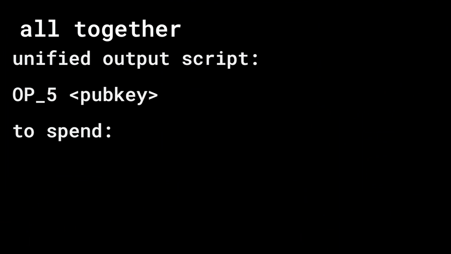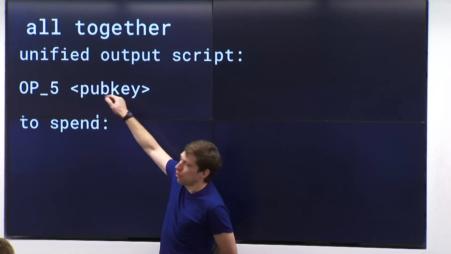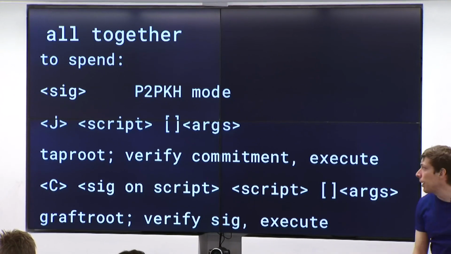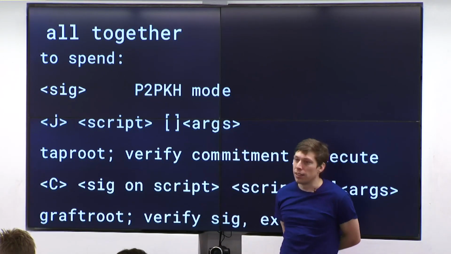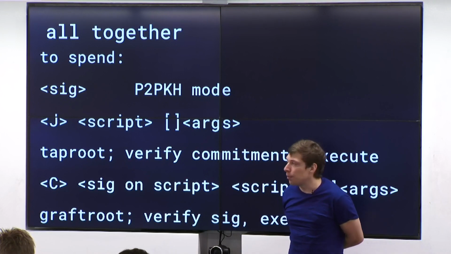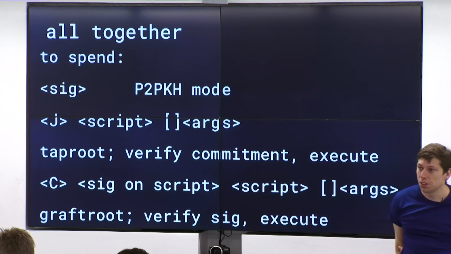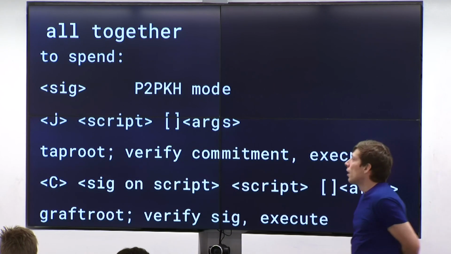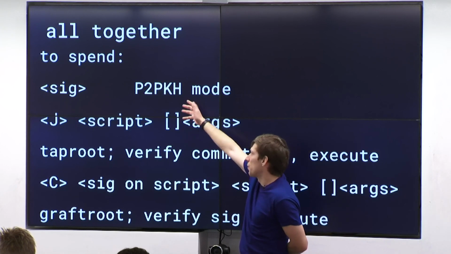Okay, so put this all together. The goal for this, and I think the way it's going to work in Bitcoin, but this is still kind of research, is you have a unified output script. So let's say it's templated with OP_5, and you say, okay, OP_5 pubkey. Now, when I want to spend to it, I have a bunch of options. To spend, I can just put a signature on the stack. And then the program says, oh, there's a signature. Let me check if the signature matches the public key, this pubkey. And if it does, cool, the money moves. That's pay to pubkey hash mode, except it's not a hash.